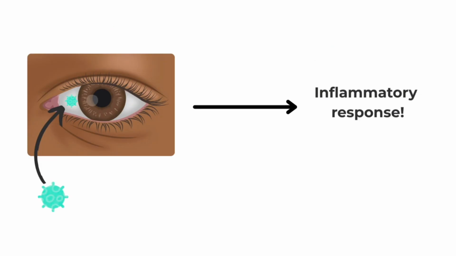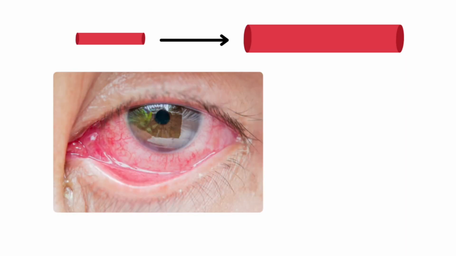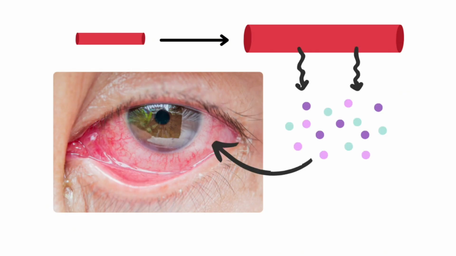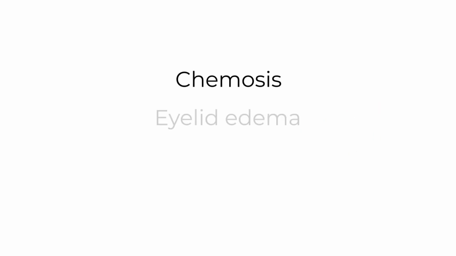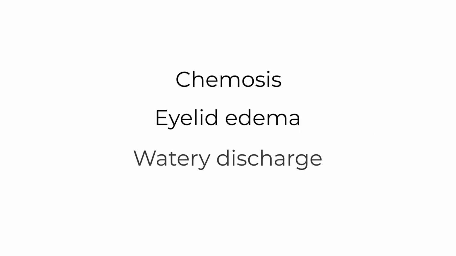Conjunctivitis begins with an insult, infectious or non-infectious, that triggers an inflammatory response which includes vasodilation, increasing blood flow, leading to redness of the eye and enlarged conjunctival blood vessels. Also, increased vascular permeability, allowing immune cells and proteins access to the conjunctival tissue where they act to clear the pathogen or respond to the allergen. This can lead to swelling of the conjunctiva called chemosis and eyelid edema, and it can also cause watery discharge.